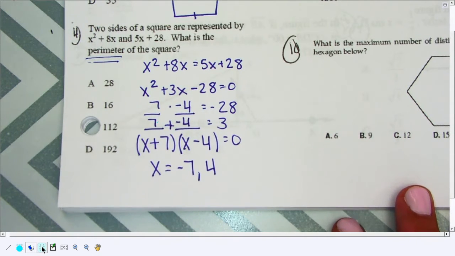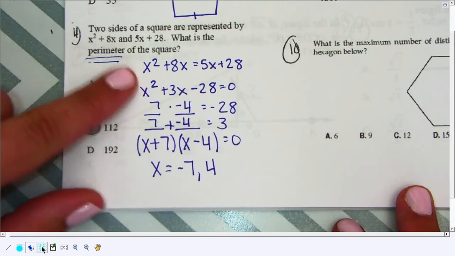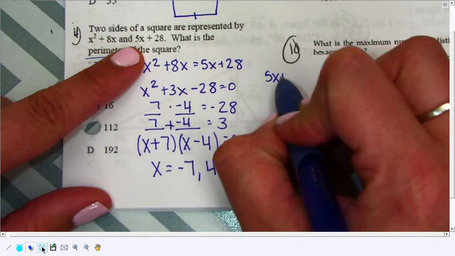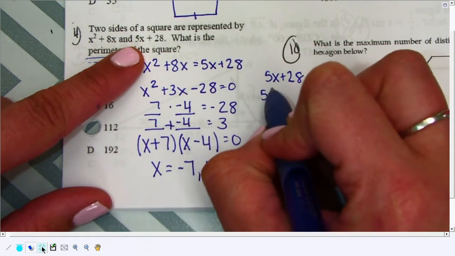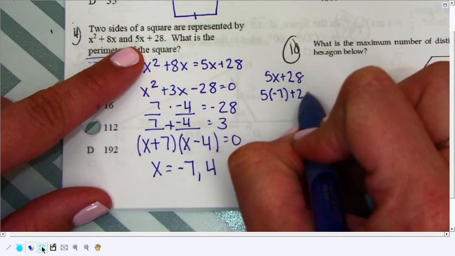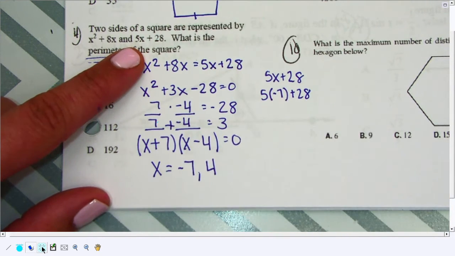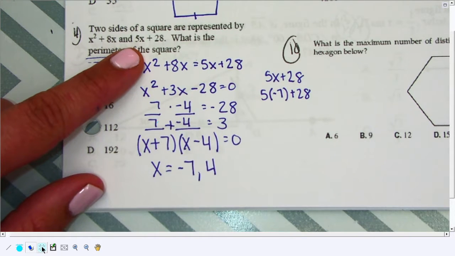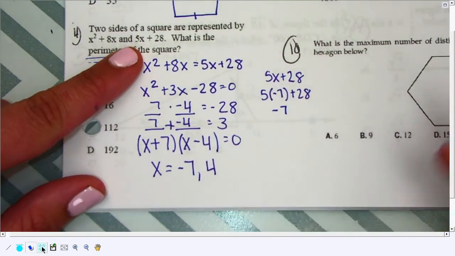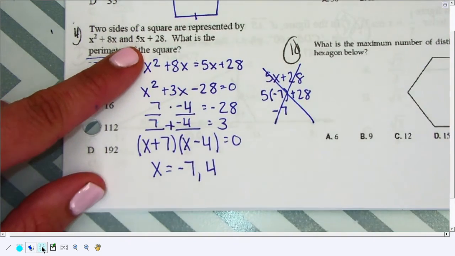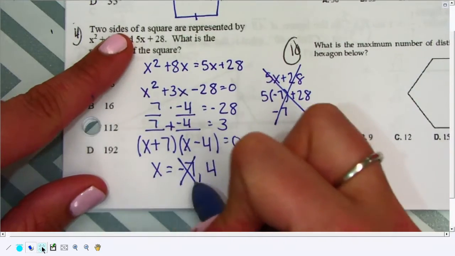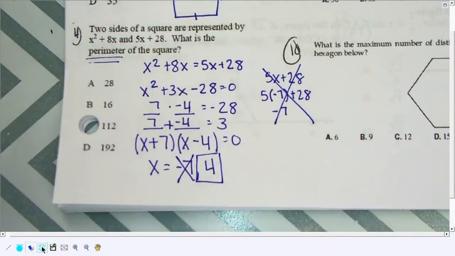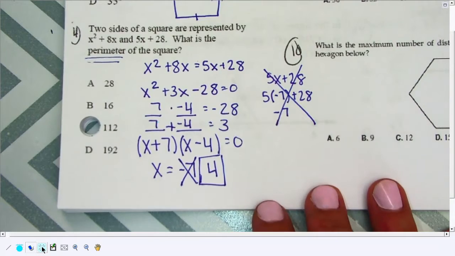So to help me figure out which answer I'm going to use, if I plug x into the 5x plus 28, if I plug in negative 7, 5 times negative 7 plus 28. So 5 times 7 is 35. So negative 35 plus 28. That gives me an answer of negative 7. I cannot have a side of negative 7. So the negative is out. Like I can't have a negative side value because I'm working with a side of an actual shape.